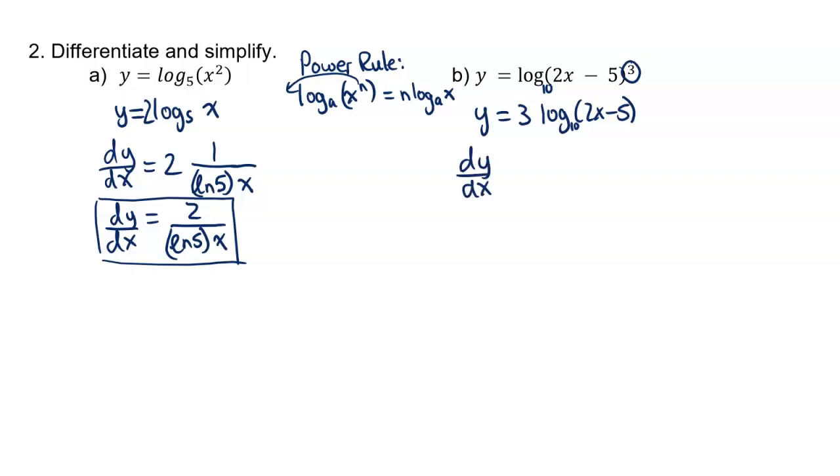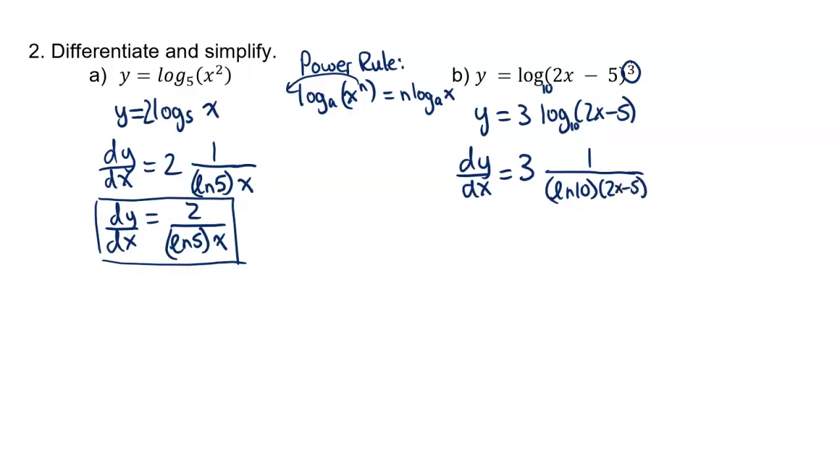So dy over dx is equal to 3. That stays out front because it's a constant that's out in front. And now we apply that derivative rule to the log base 10 of 2x minus 5. So that's 1 over ln of 10, ln of the base, times what that log is operating on.